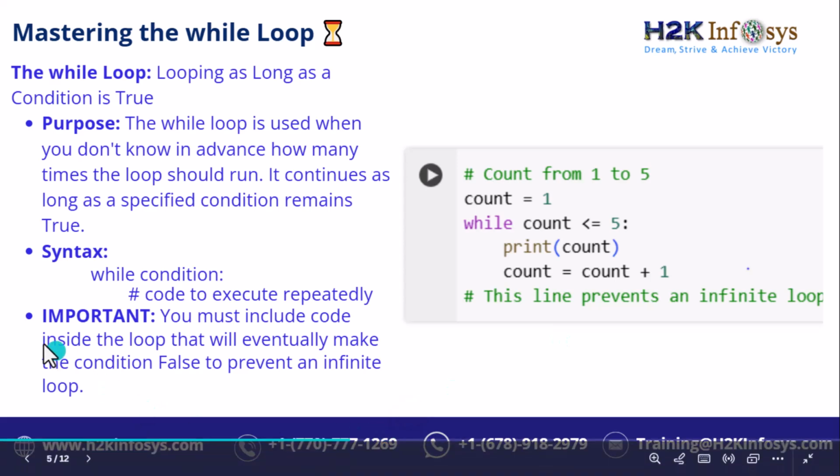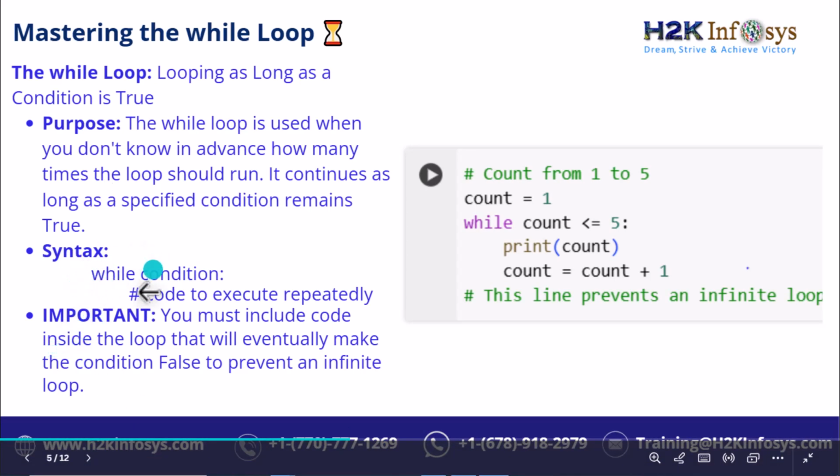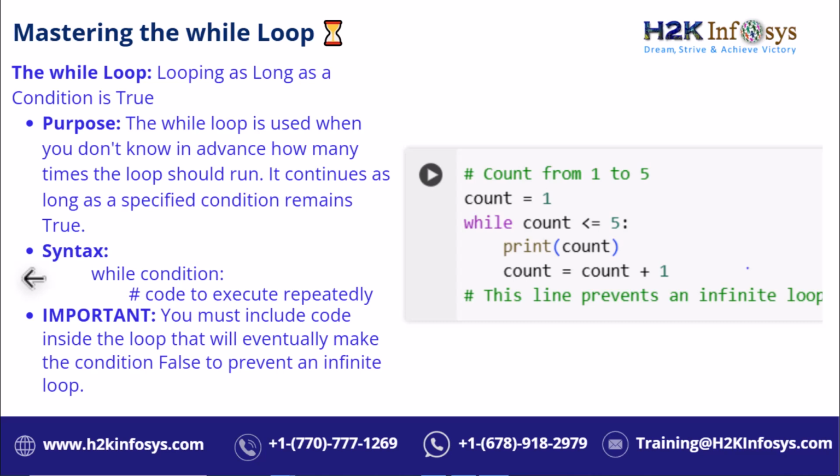The syntax here is, you have to write while. Like in the for loop, where we used for as a keyword, here we're going to use while as a keyword, and then the condition, which depends on the task you want. Then a colon is mandatory. Once you press enter, you will come into the loop, and then you can write the body of the loop, the task you exactly want to perform. You must include code inside the loop that will eventually make the condition false to prevent an infinite loop. What these infinite loops are, I'll be telling you in further slides.